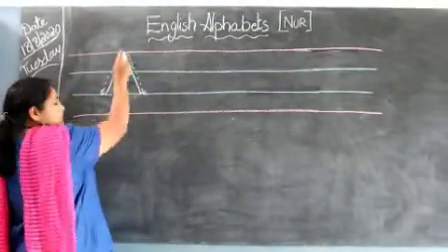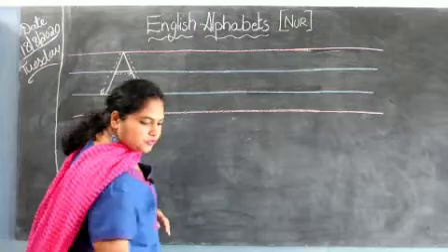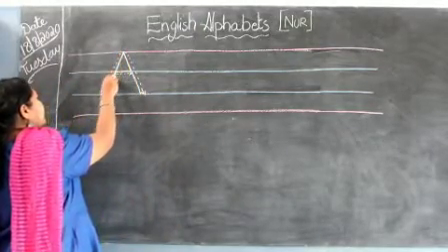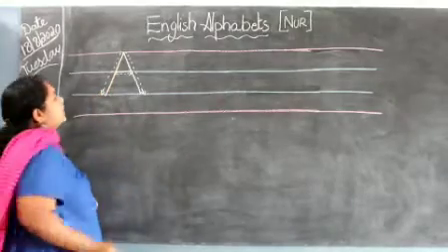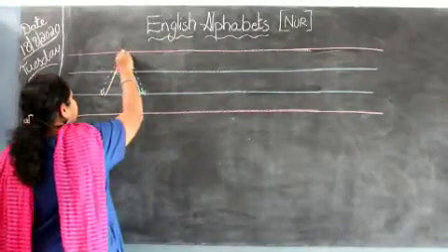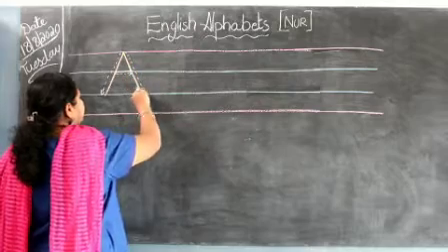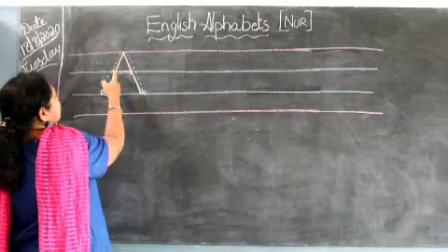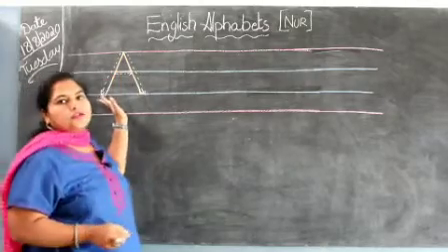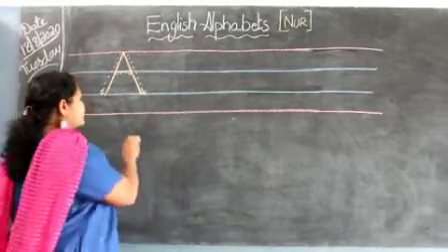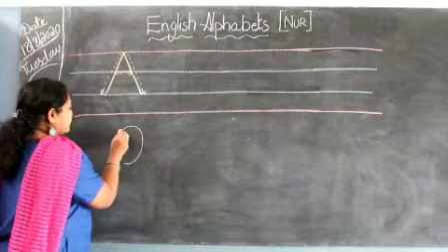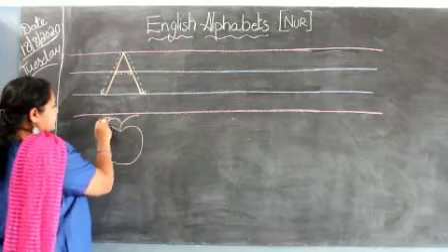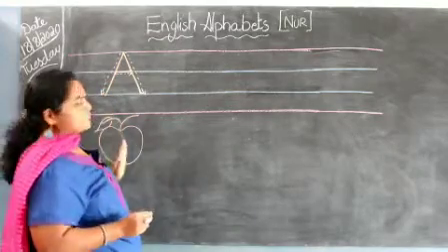So your A starts from, I'll use another color for you all to show the difference. Starts from the red line up to the second blue line, another left slanting line from red to blue, and a sleeping line joining both the slanting lines on the blue line. This is your A. A is for apple, correct. So A is for apple.